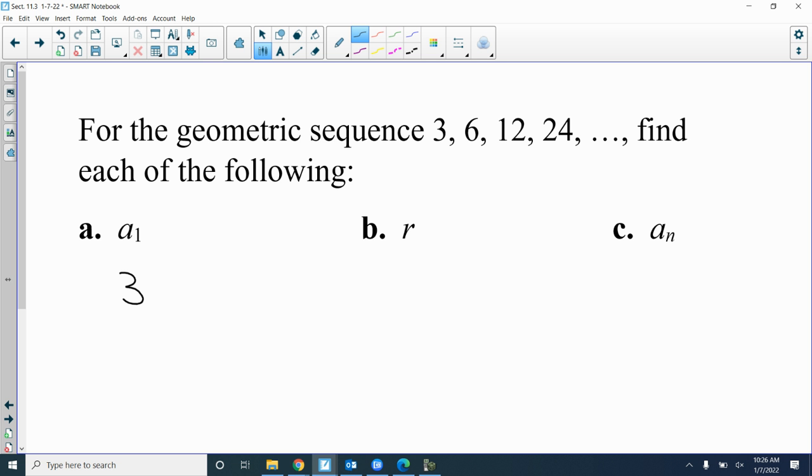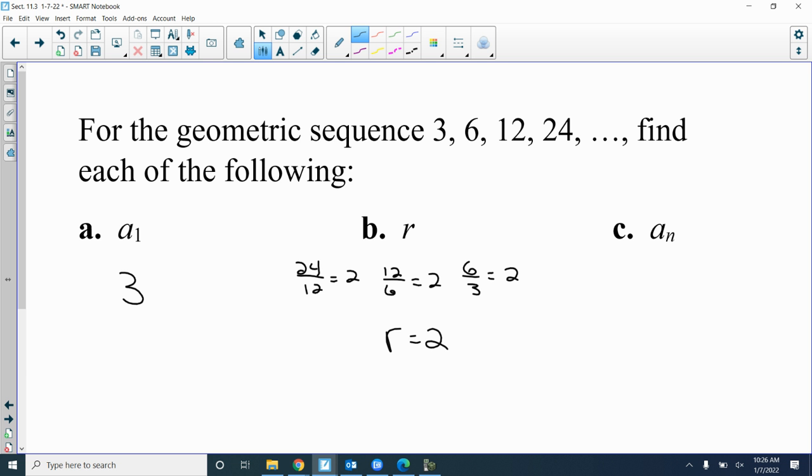So you got to divide. You take one term divided by the next, 24 divided by 12. So 24 divided by 12 is 2. And then 12 divided by 6 is 2. And 6 divided by 3 is 2. As long as they're the same, that's going to give you your R value. Like I said, if they're nice whole numbers, it's probably going to be pretty obvious.